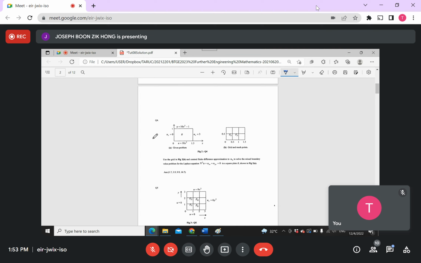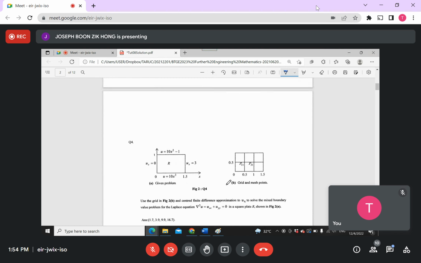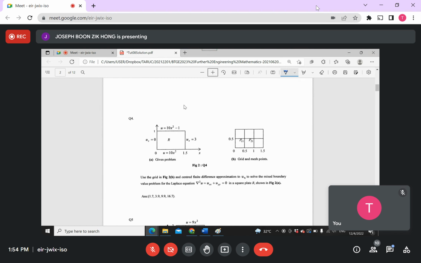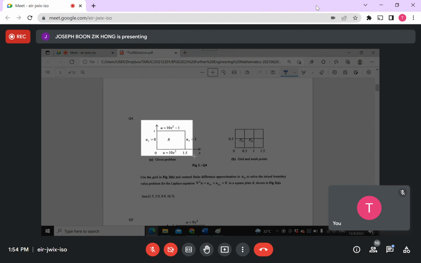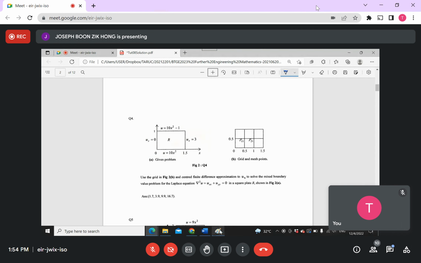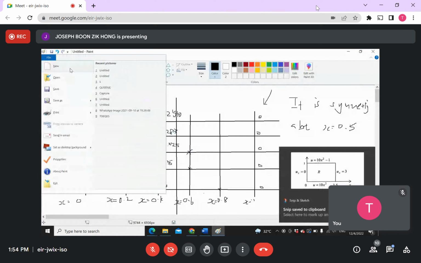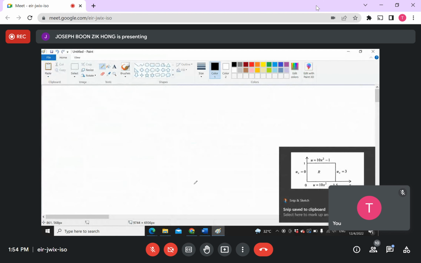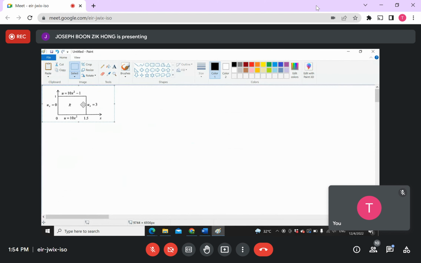Okay, now let's see. This one's still not complicated. This one is quite complicated also. Okay, so let me enlarge it. Okay, this one, I show the problem first. Okay, so this is our problem there.